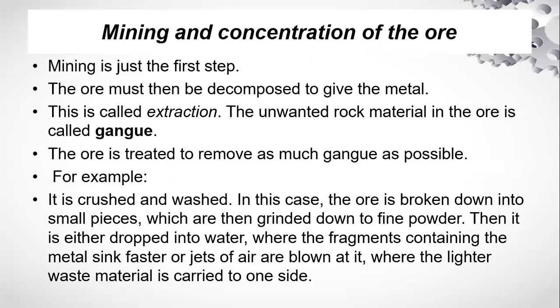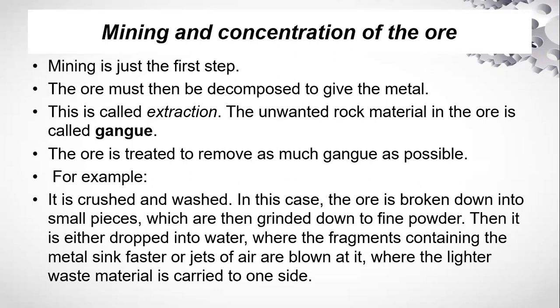Now, we have to know that mining is just the first step on how you can extract the metal. The ore must then be decomposed to give the metal. So this is just the first step, whereby the obtaining of the ore is simply what we call the extraction. Now, the unwanted rock material that is in the ore is what we call the gangue, and the ore is treated to remove as much of this gangue as possible, just to obtain the required metal that you want.